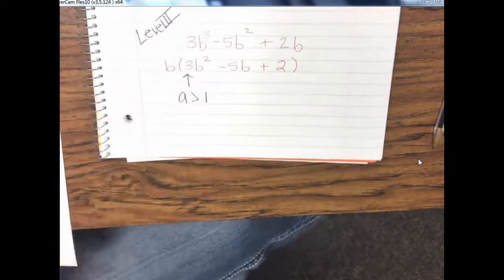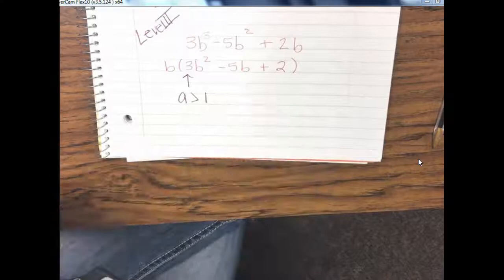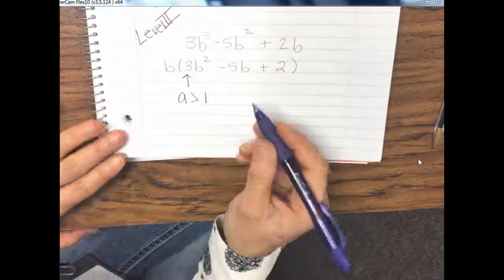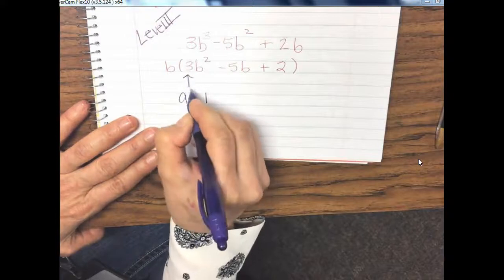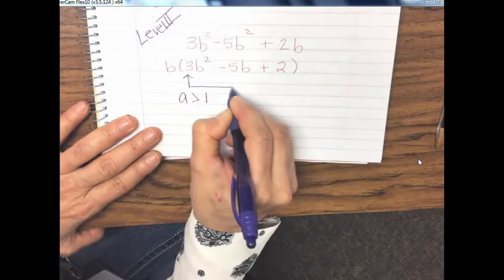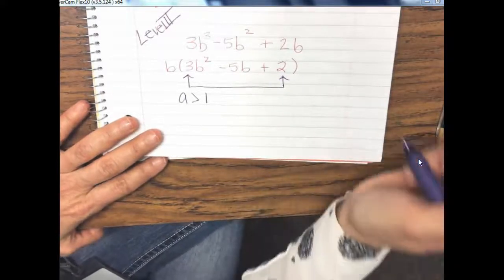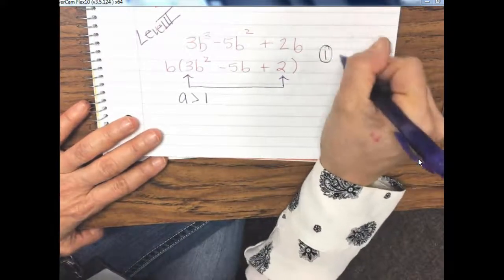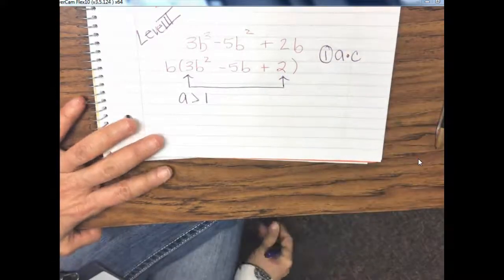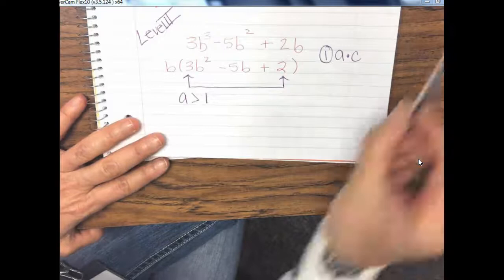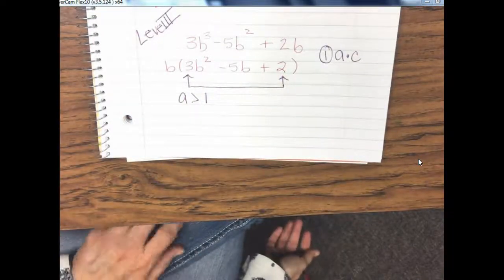All right. So when a is greater than 1, that's when you dance. That's when you slide and divide. So what we're going to do is we're going to slide this a value to the c value and multiply those two together. So step 1 is to do a times c. So y'all, what is a positive 3 times a positive 2?